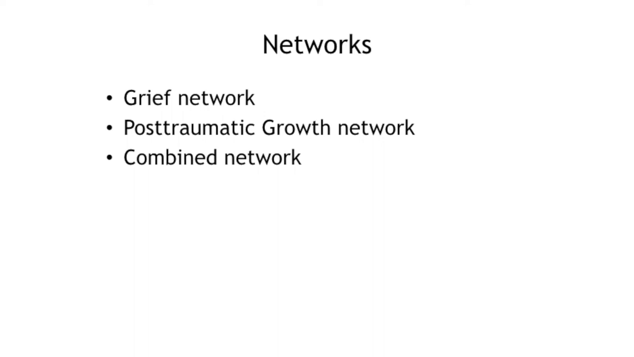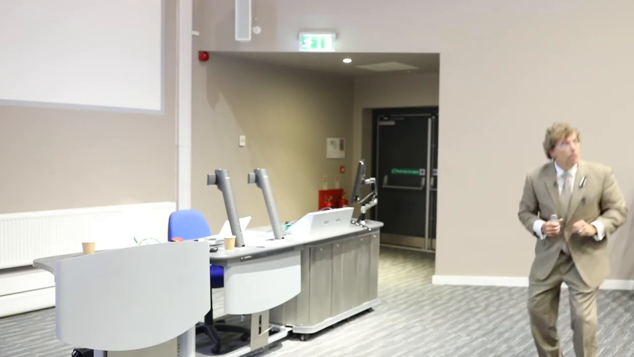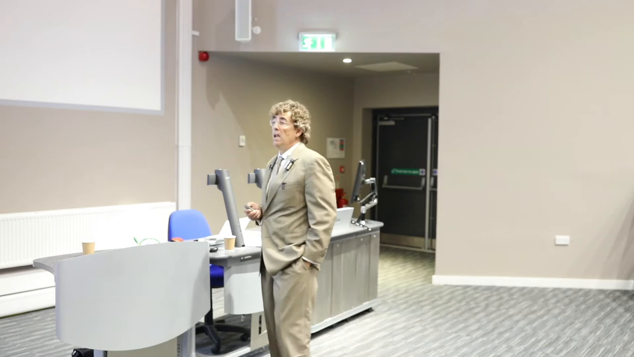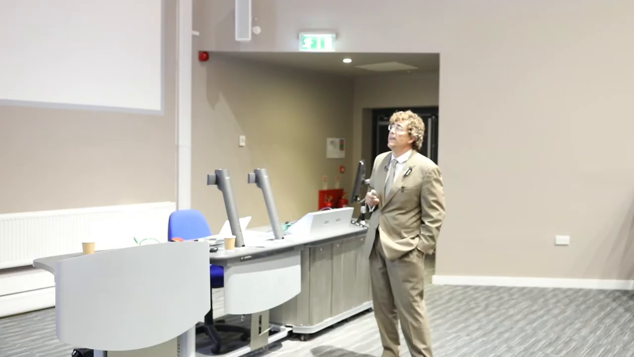So we computed a grief network, and also a post-traumatic growth network using some of Rich Tedeschi's PTG measures. And then we also did a combined network to see how these things connected. Because the data, when we're looking at some scores of, say, PTSD symptoms, some scores of post-traumatic growth, is totally confusing. Are there ways of breaking it down to the level of these elements? Can that be revelatory of the relation between these type of clusters?